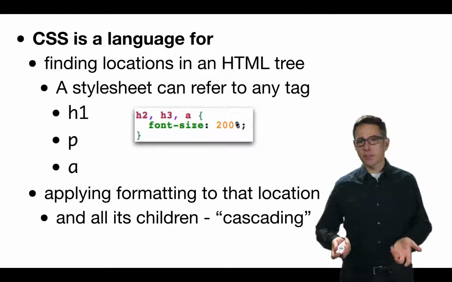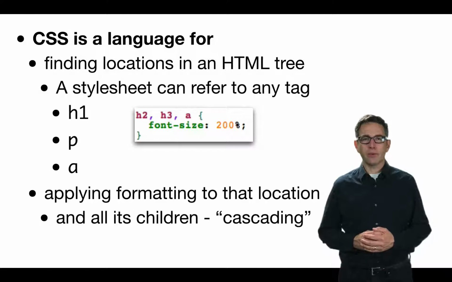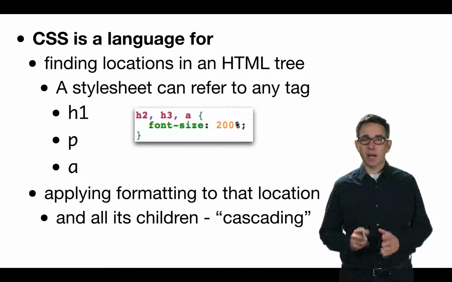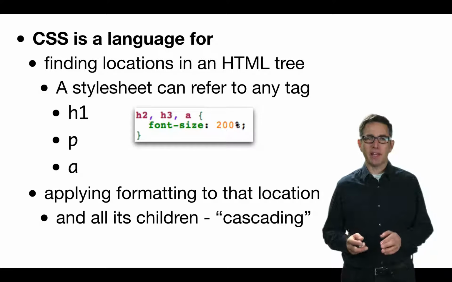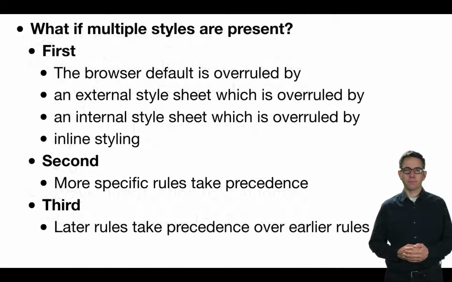Now we could also list those separately. We could say h2 font size 200%, h3 font size 200%, a font size 200%. We could do that in 3 different blocks, but this is shorthand. But it's important to recognize that there is a comma there. That comma differentiates it from different ways of selecting other parts of the tree that we're going to see in a little bit. So not only does this formatting apply to the tag in which it's specified, but any nested tags as well receive that formatting.